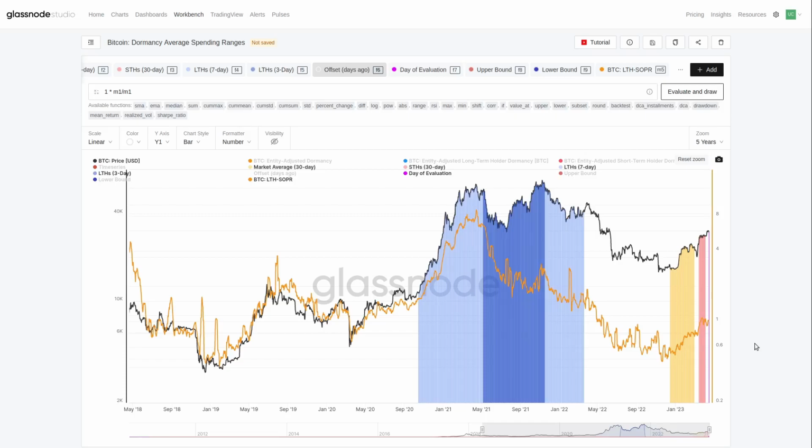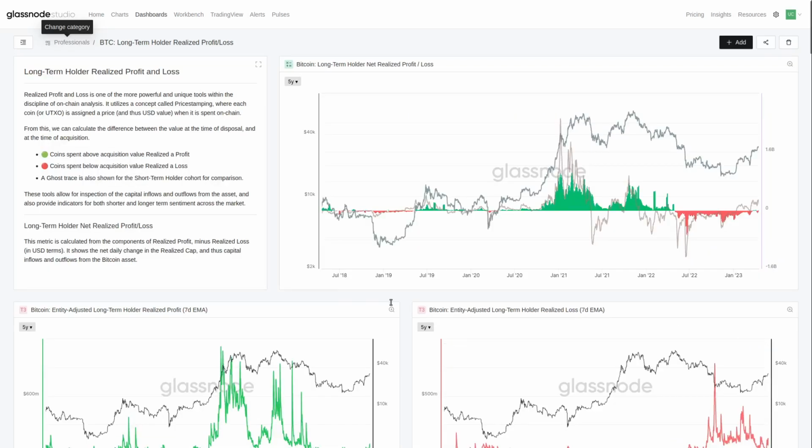There's still many, many people who do not believe that this rally could, maybe, just possibly, actually be the start of something much longer. It's a little bit disbeliefy, if I'm perfectly honest. So then just jumping across to and closing out with our long-term holder realized profit and loss dashboard. You can see here, remember the ghost trace here is short-term holders. So we can just do a bit of a comparison and see what the other group's doing.